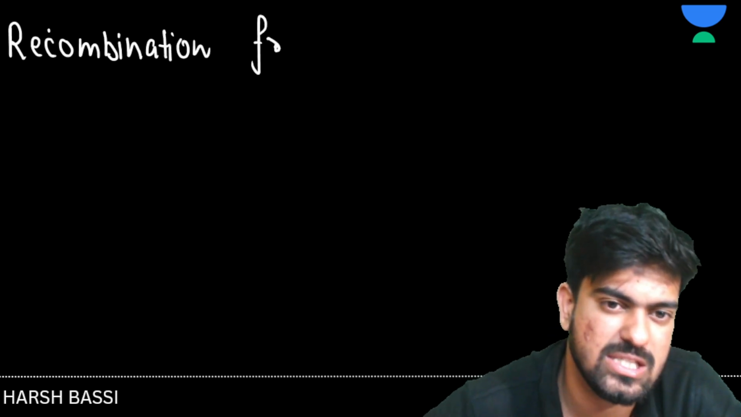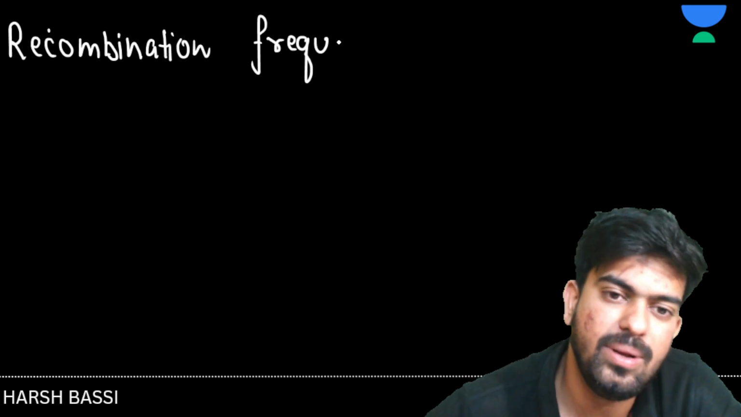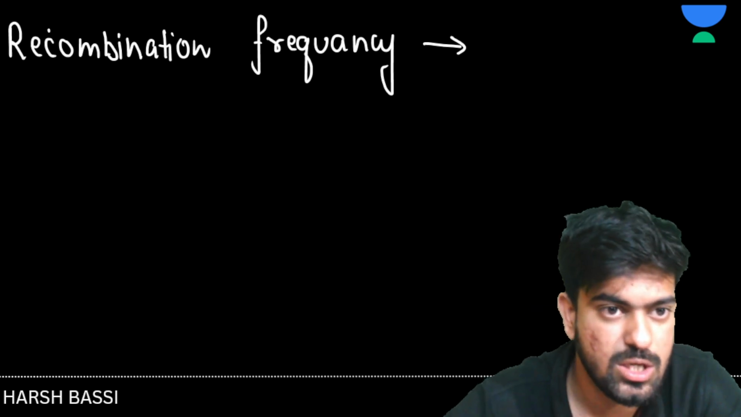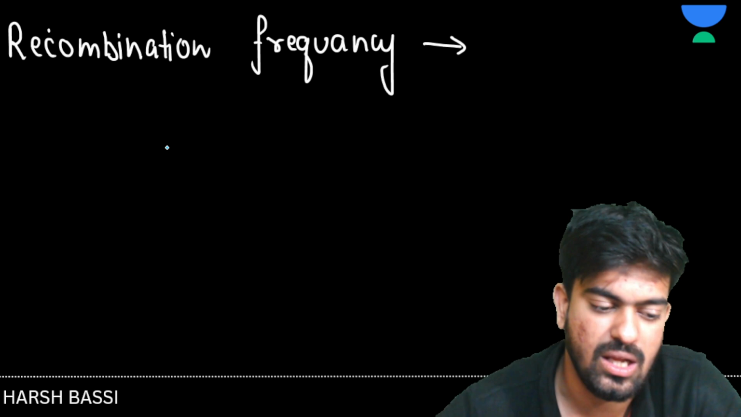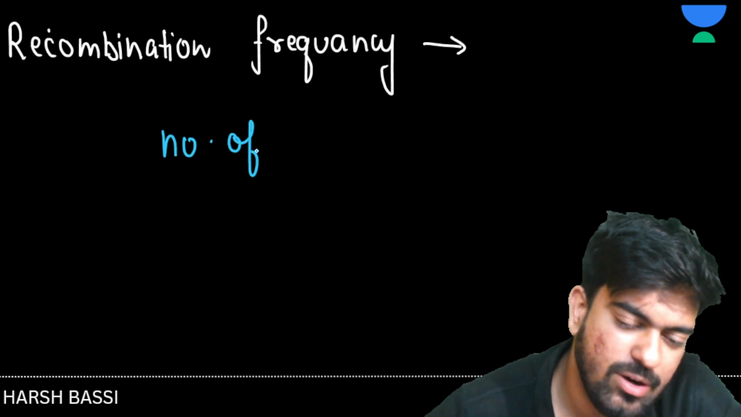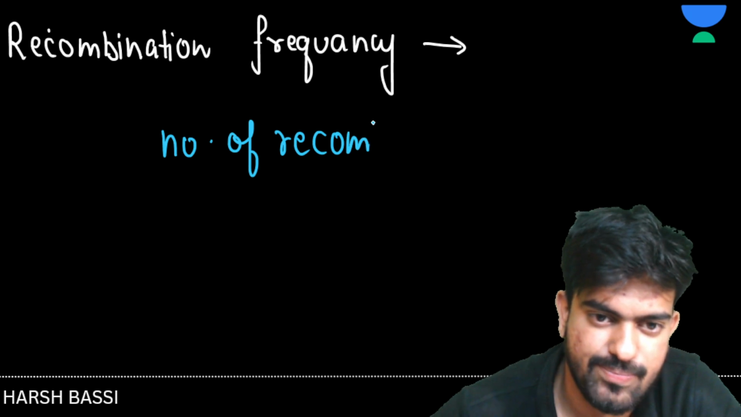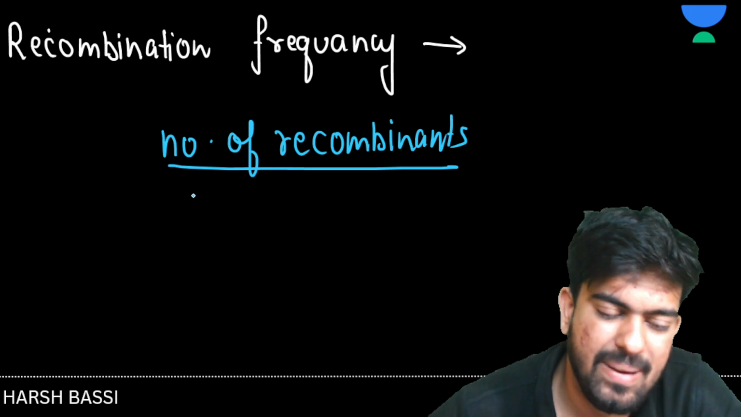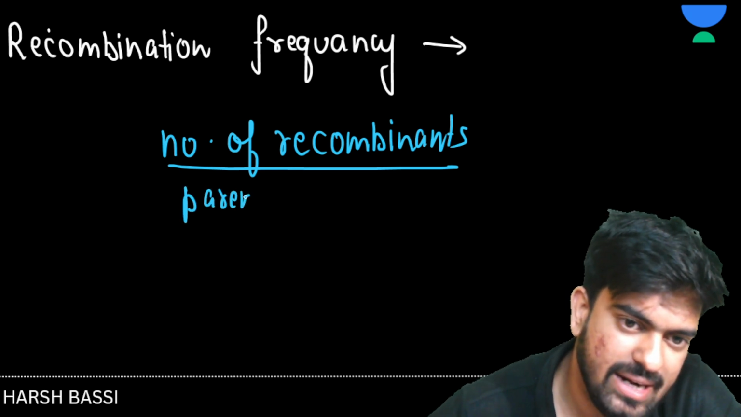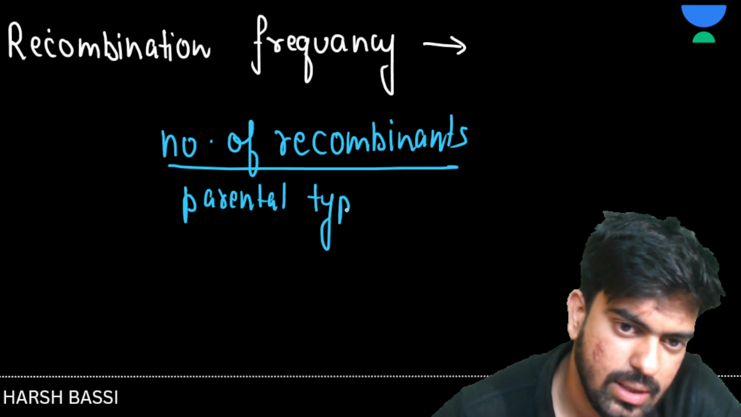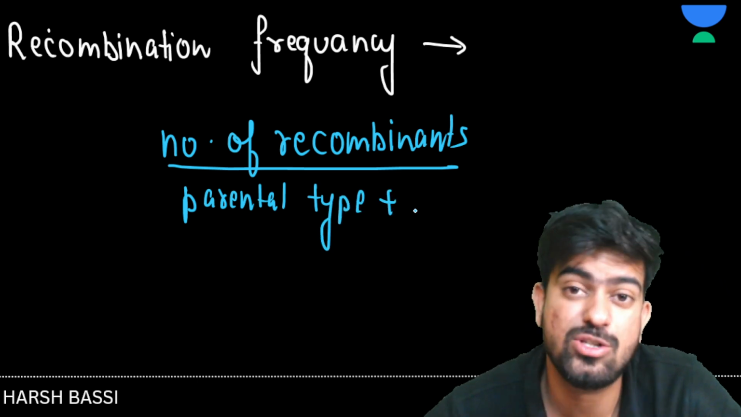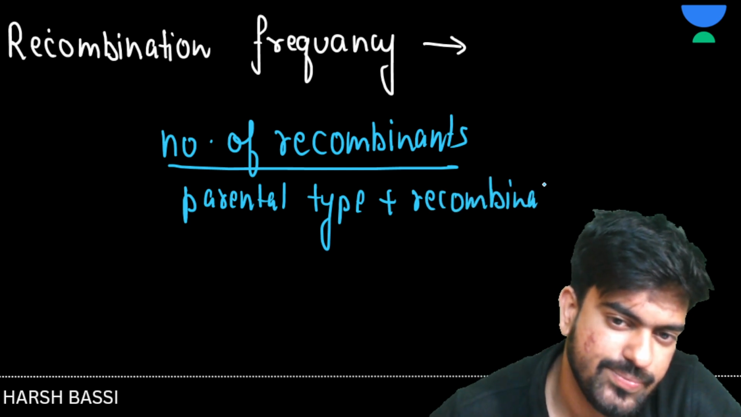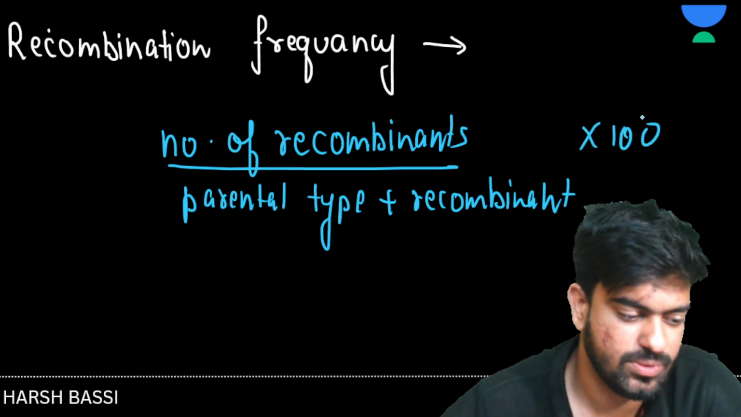Recombination frequency. Now, what is this recombination frequency? How can we calculate this? This recombination frequency can be calculated as the number of recombinants divided by parental type plus recombinant, which is the total number of gametes or total number of outcomes, multiplied by 100. Okay, great.